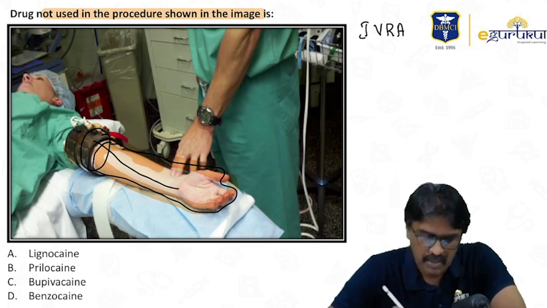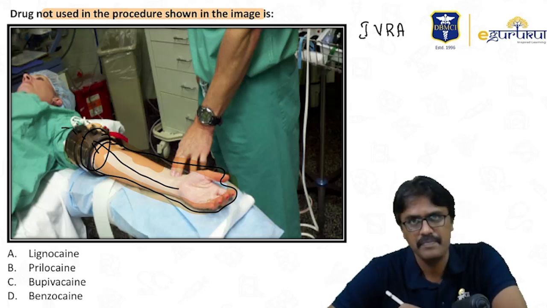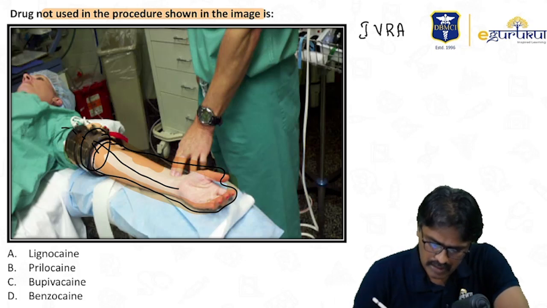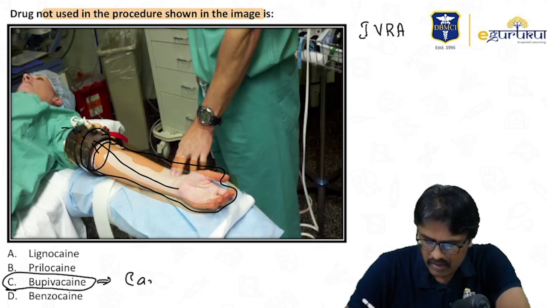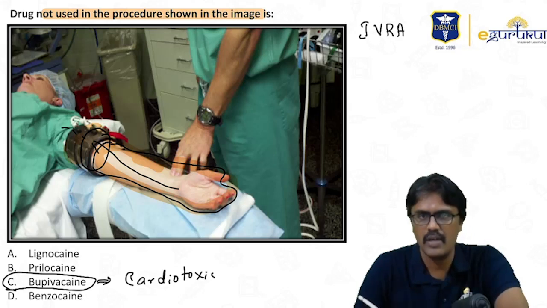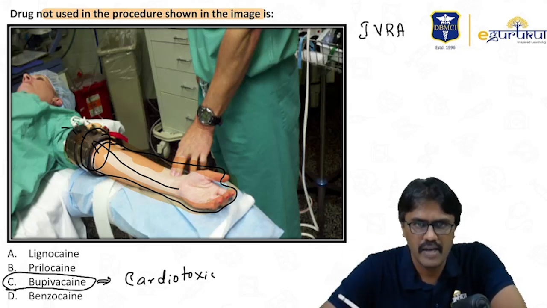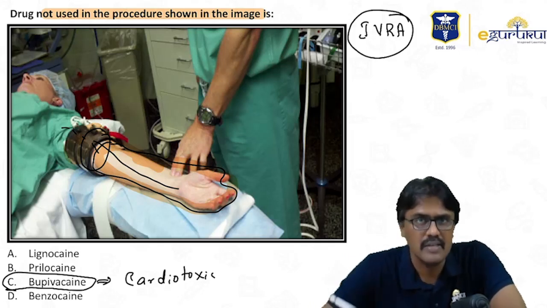Now the problem is even if it is tied so tightly, the drug can enter into the body. And in that the most dangerous one is bupivacaine. Even if you give bupivacaine at that dose, it can cause cardiotoxicity. It is cardiotoxic if it gets into the systemic circulation. So in this procedure, better avoid bupivacaine. So bupivacaine is contraindicated in intravenous regional anesthesia.